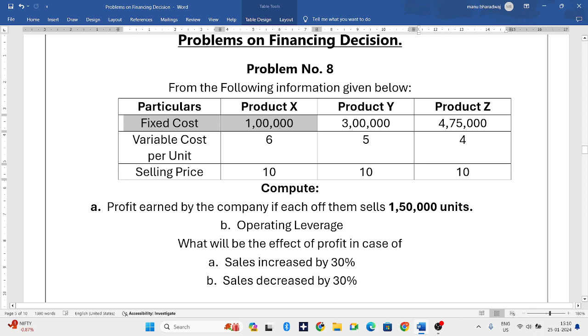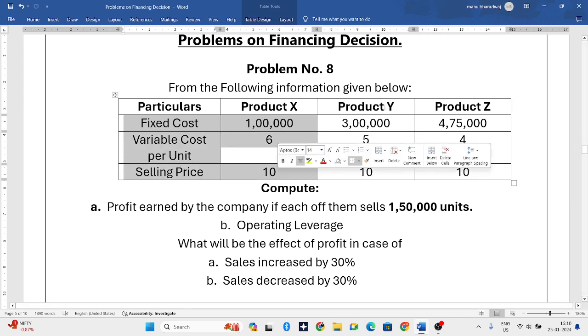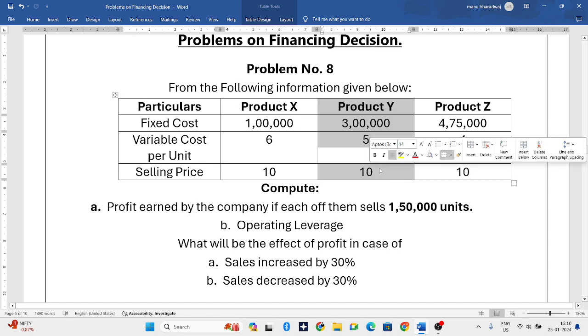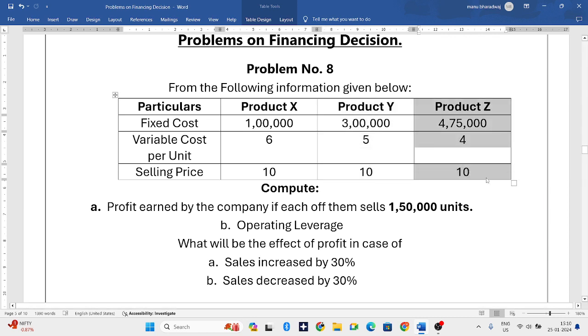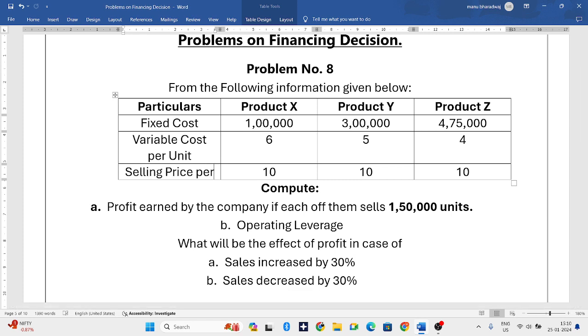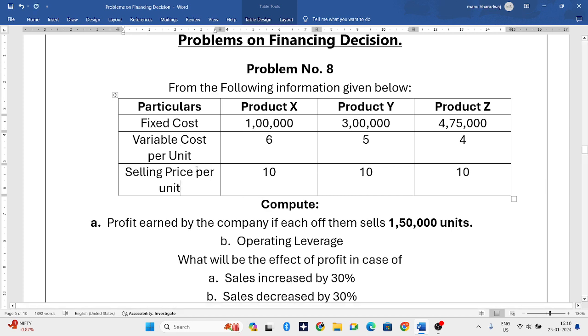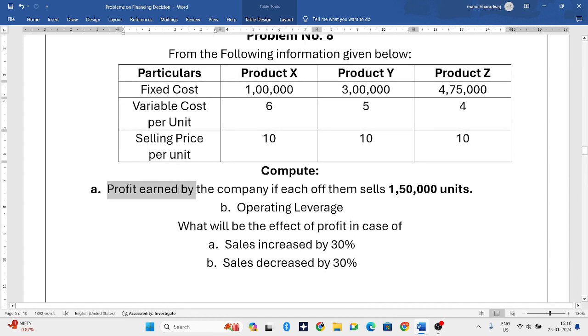Product X has a fixed cost of 1 lakh, variable cost is 6 rupees and selling price is 10 rupees. Product Y, fixed cost is 3 lakh, variable cost is 5 rupees and selling price is 10 rupees. Product Z, fixed cost is 4,75,000, variable cost is 4 rupees per unit, selling price is 10 rupees per unit. This is per unit. Keeping this information, we have to compute the profit earned by each of them.